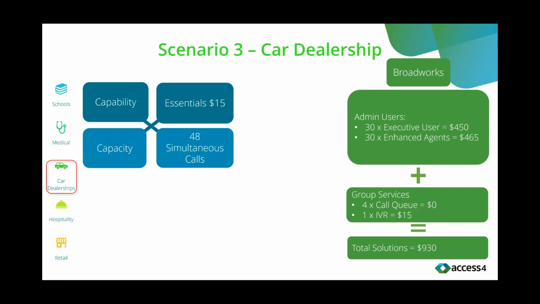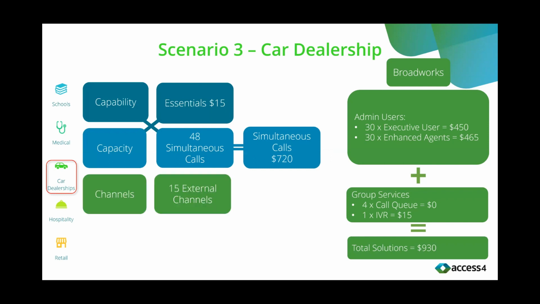So from a capability and capacities perspective, essentials, once again, is going to provide us most of the functionality we require. 48 simultaneous calls within the organization, coming to about $720. From our channels, 15 external channels. So it has changed again since my previous slide. I do need to keep these up to date, but it's probably a bit less. That is more on the conservative side around the bare minimum they require. They may hit a limit on this.